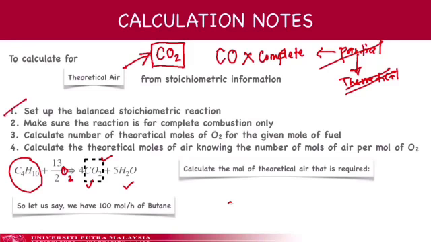Is it balanced? Let's look whether it is balanced or not. We have 4 carbon and 10 hydrogen. For oxygen, we have 4, 8, and 5, so 13, which means 13/2 for oxygen. So we have 6.5 mole of oxygen reacting with 1 mole of butane to produce 4 mole of carbon dioxide and 5 mole of water. It's a complete combustion and it is balanced.